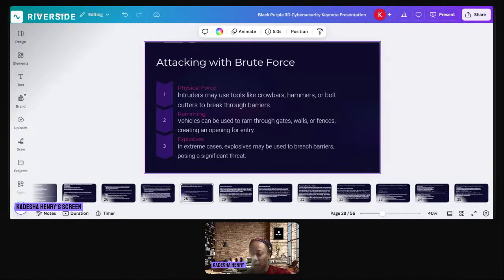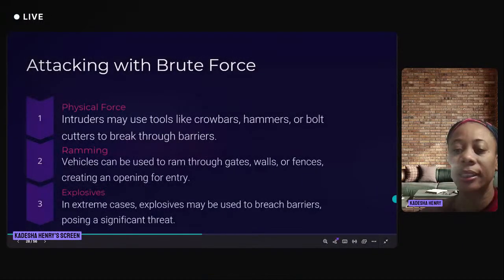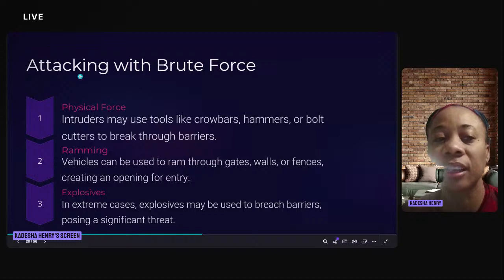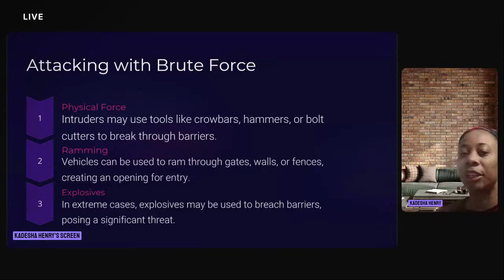After that short break, we're going to be picking up where we left off. We were at the next concept in physical security.